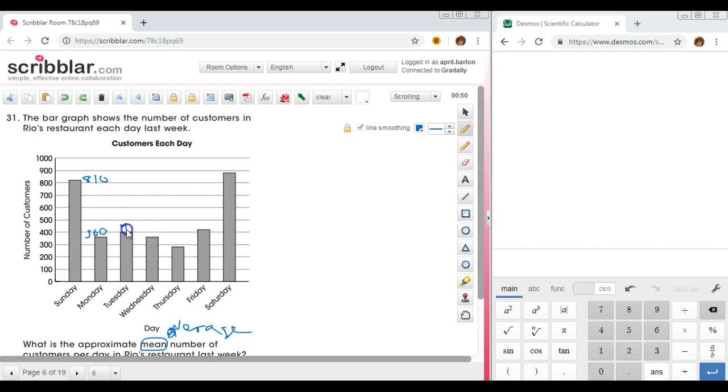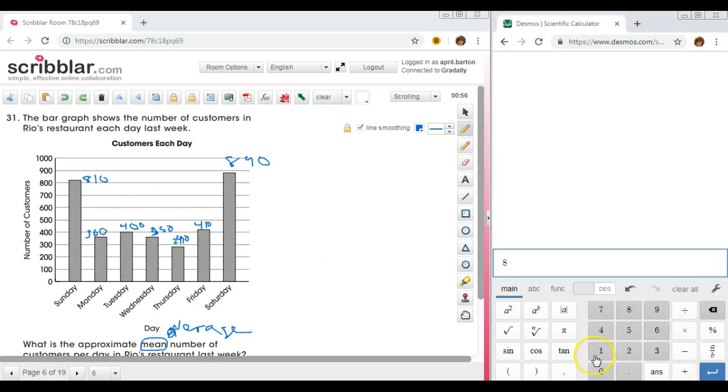This one is exact. We know for sure Tuesday there were 400. Wednesday looks about 350. Thursday looks about 290. Friday looks about 410. And Saturday looks about 890. Since these are approximations, our answer may not match exactly, but first we're going to find the mean and look to see which one's closest.